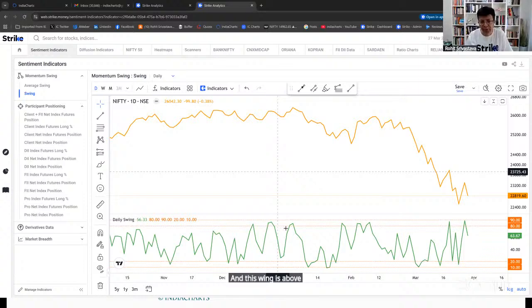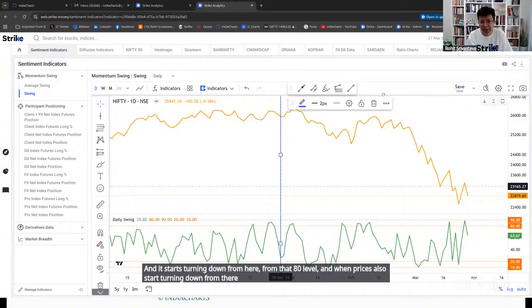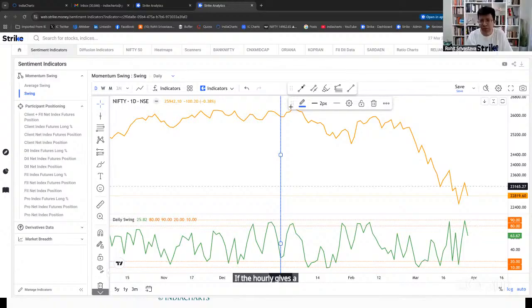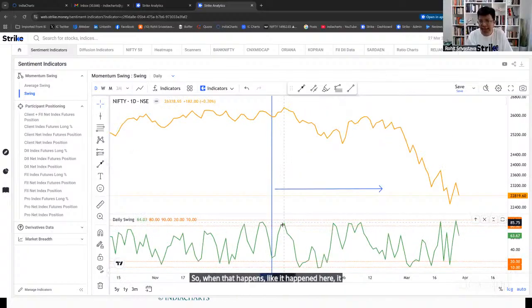When the swing is above 80 and it starts turning down from that 80 level, and when prices also start turning down from there, which you can judge based on either the hourly or daily RMI. If the hourly gives a sell and the daily market closes down from wherever it is, that is the starting point of a downtrend. So when that happens, like it happened here, it was a signal to buy puts. Signal number two to buy puts just before the budget.